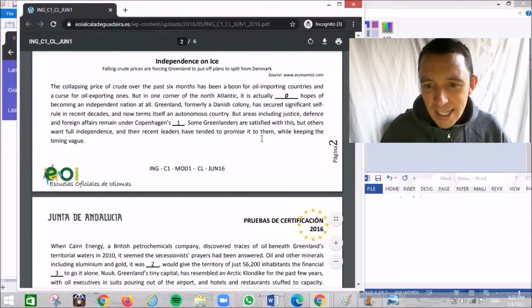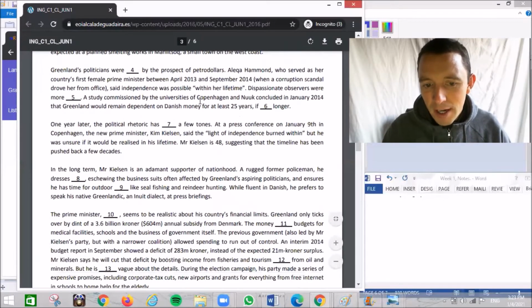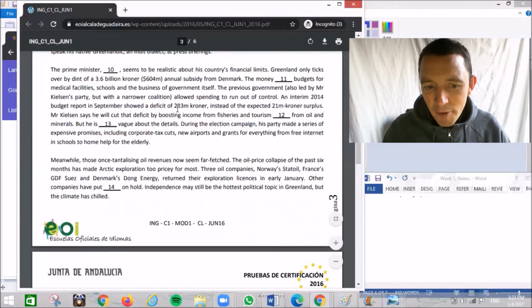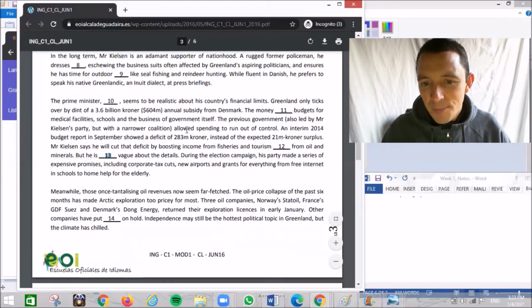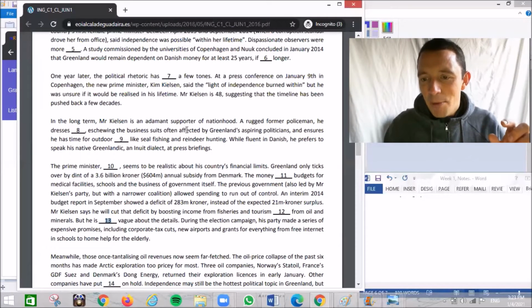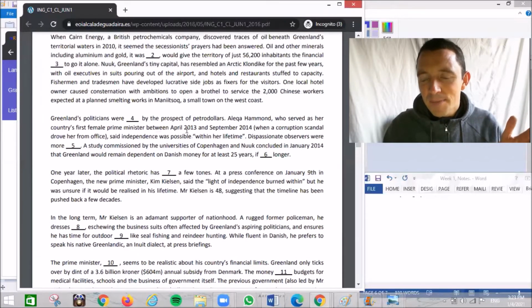So you can see the text is 1 paragraph, 2 paragraphs, 3, 4, 5, 6, 7 paragraphs, and you have 14 options, 14 spaces. And now I'm going to look at the exercise to try and identify the key vocabulary, claves or pistas, hints or clues, to try and find the correct answer, okay?